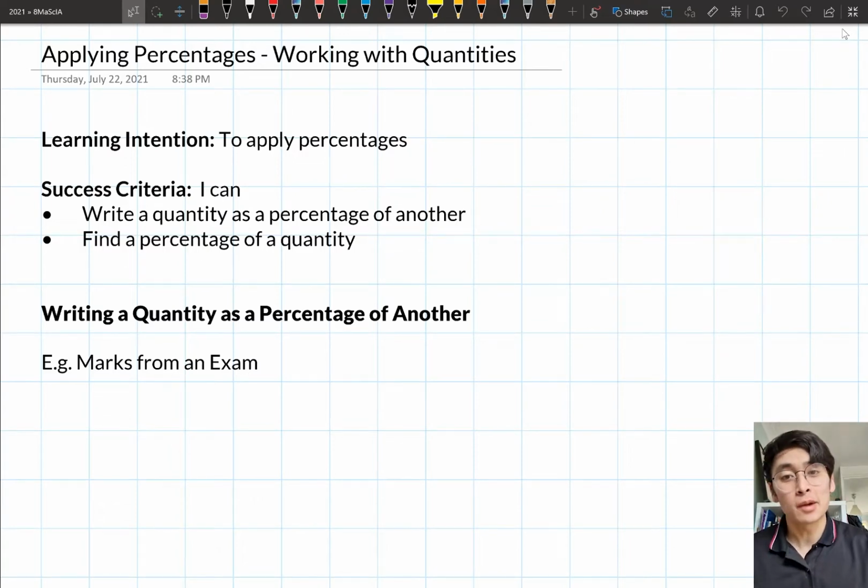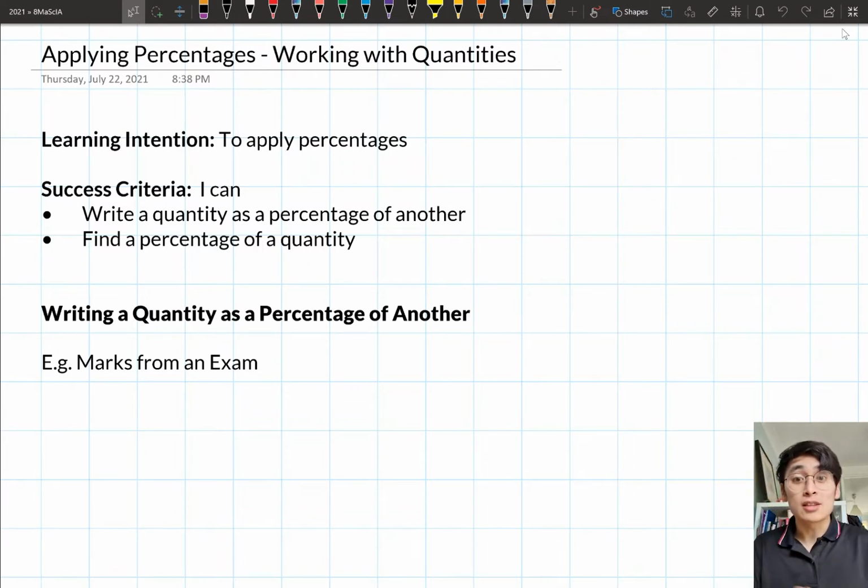In today's lesson we're continuing with our topic of fractions, decimals and percentages, and we're going to be looking at actually applying a few percentages. So what we want to be able to do by the end of today's lesson is to write a quantity as a percentage of another and find a percentage of a quantity.